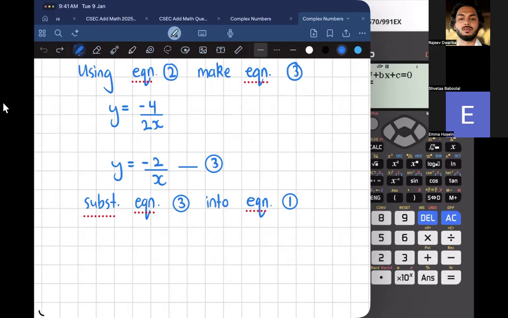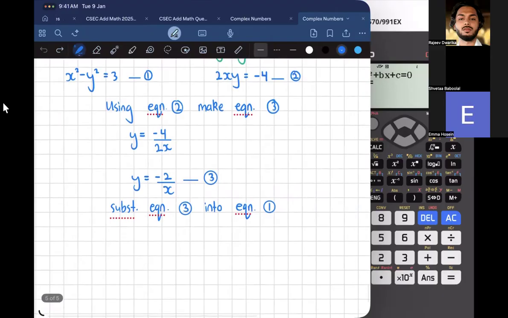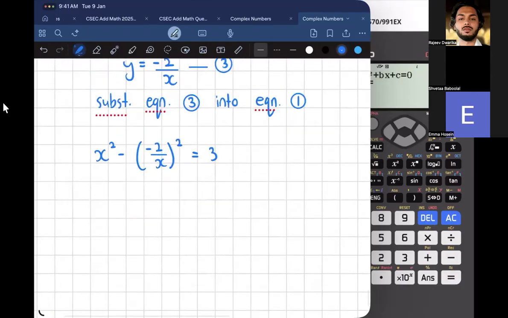Yeah, exactly. All right, so Shweta, let me continue. We're gonna plug y is equal to minus 2 over x into the equation. So I'm gonna write x squared. For y, I'm going to write minus 2 over x, squared. That's gonna be equal to 3. So minus 2 squared is going to be what? 4. x squared is going to be x squared. And that's going to be equal to 3, but I'm going to move that 3 across.